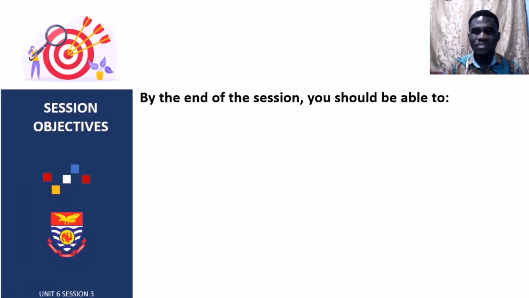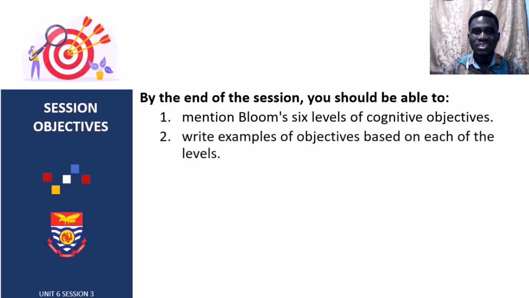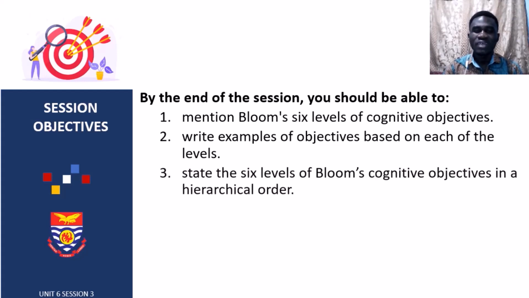By the end of this session, you should be able to mention Bloom's 6 levels of cognitive objectives, write examples of objectives based on each of the levels, and finally, state the 6 levels of Bloom's cognitive objectives in a hierarchical order. So let's look at the levels of testing.